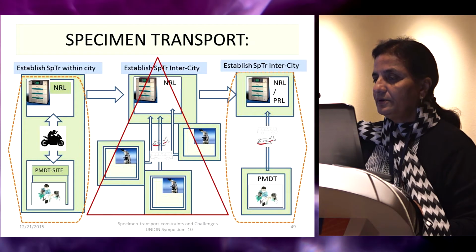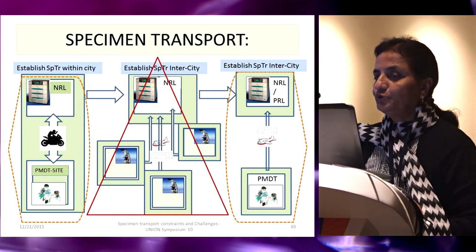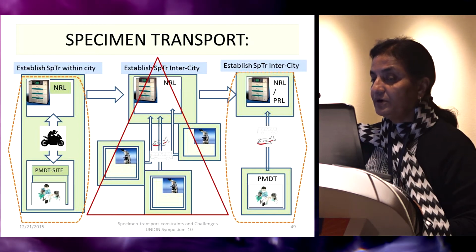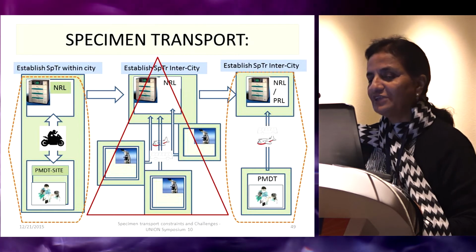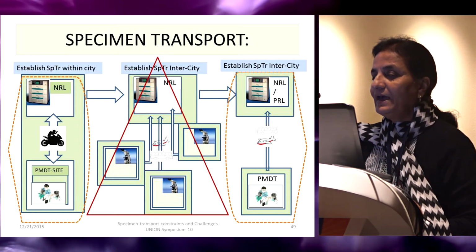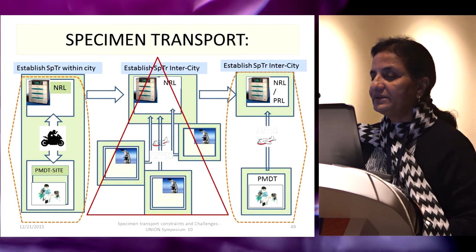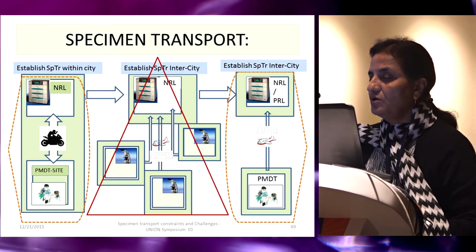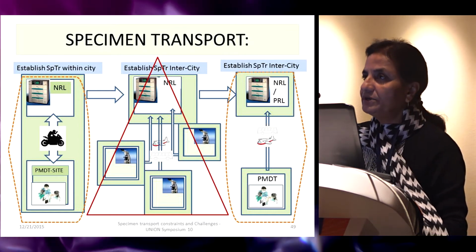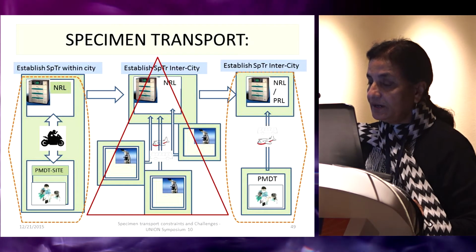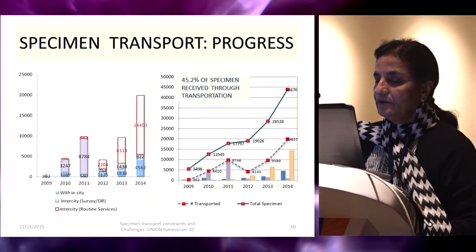This is what we did in 2009 when it started: a person still goes to the health facility to collect a specimen. Subsequently, we had a drug resistance survey, and we were getting samples from different clusters. And now we are getting samples from the PMDT sites, which are located in other cities, not in the same city as the lab.